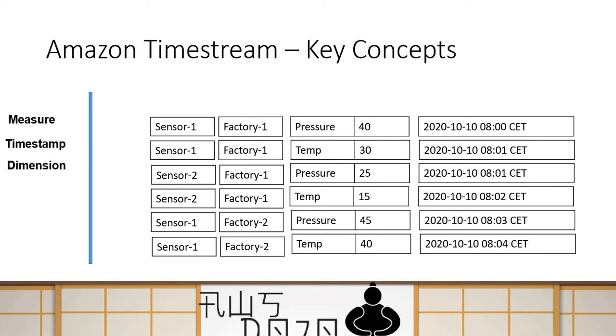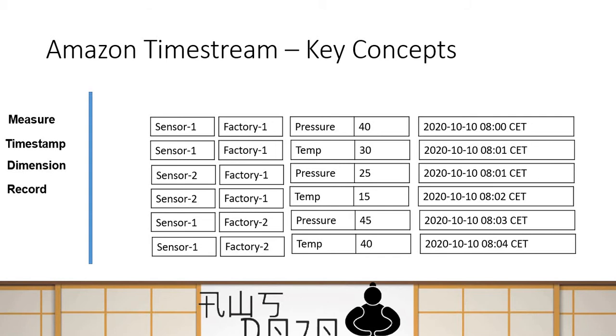Okay, so that's called dimension. These three things, dimension, timestamp, and measure, are the three most fundamental things of your Timestream database.